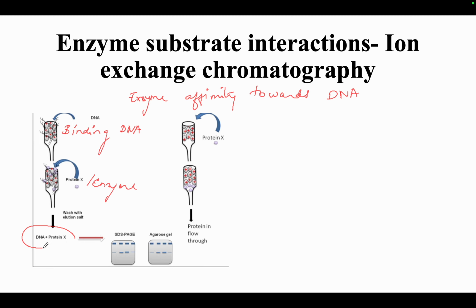Whereas this DNA-protein or DNA-enzyme mixture could be run on an SDS or agarose gel, and it could tell us how much of this protein is bound to this DNA. We could get different elution fractions. This is our first fraction, this could be second, third, fourth, and we can run these on the gel. So we got a maximum intensity band in the third fraction, so we can say that the maximum protein or enzyme is getting bound in this third fraction.